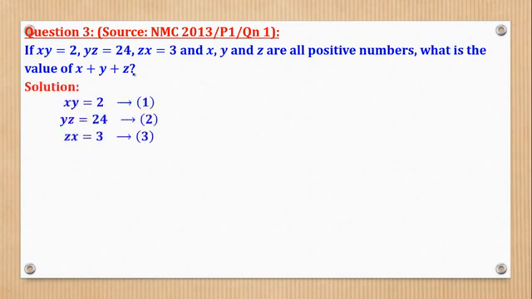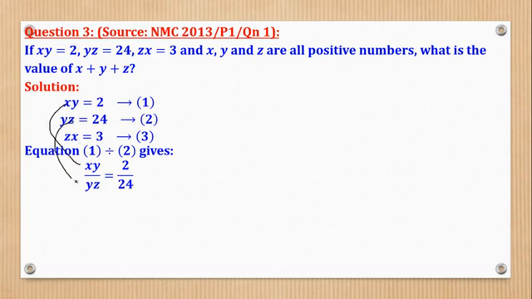So we have the 3 equations. What we are going to do, we are going to divide. So equation 1 divided by equation 2, I'm going to come up with this. This over this is equal to this over this. So this y can cancel and remain with x over z. And here reduced to 1 and here 12. This is 1 over 12. So that gives us equation 4.